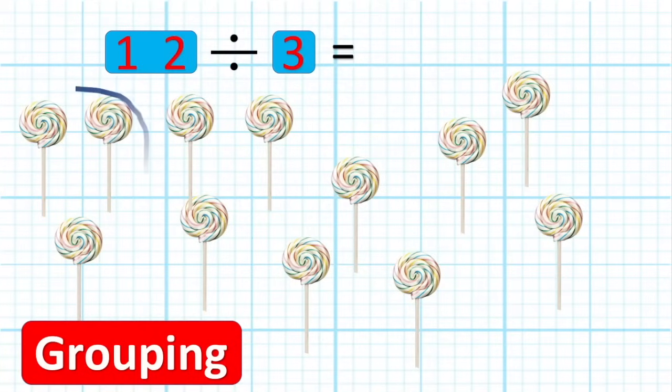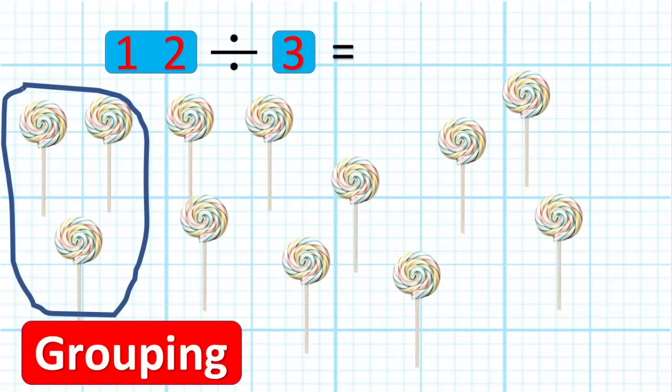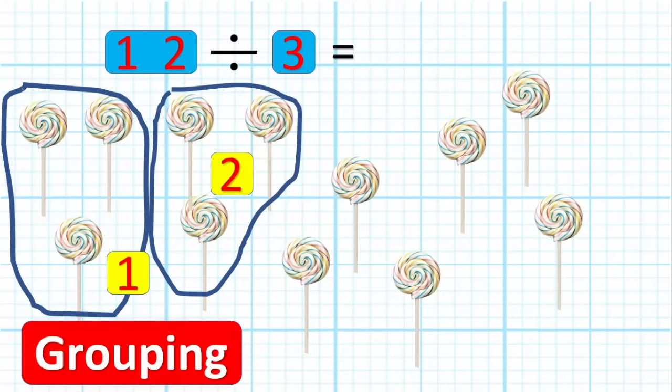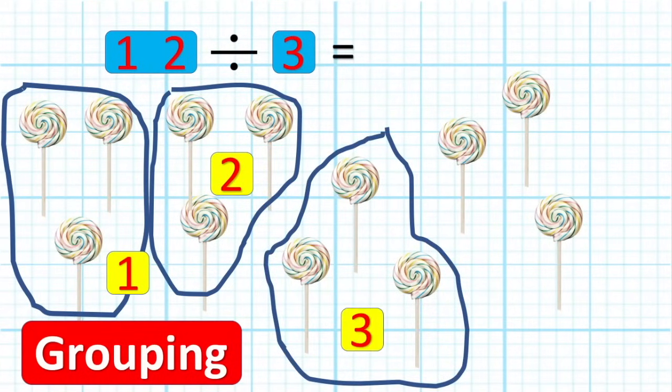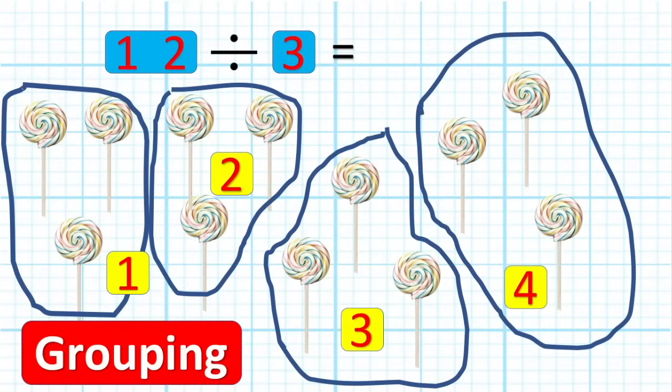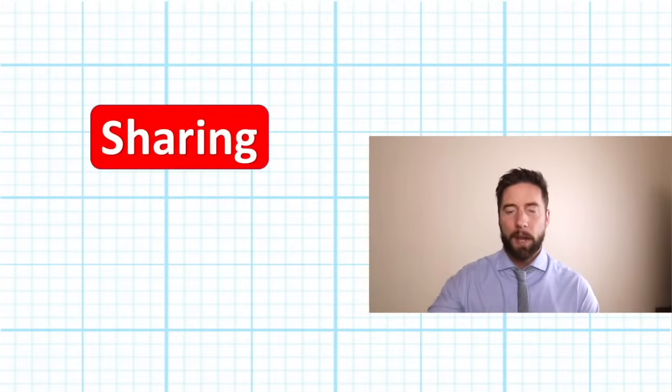Or I can look at it as grouping. How many groups of 3 are there in 12? That's a slightly more advanced level. Well, let's have a think. There's 1 group of 3 and 3, 2 groups of 3 and 6, 3 groups of 3 and 9, and 4 groups of 3 in 12. So we can look at it in 2 different ways, sharing and grouping.